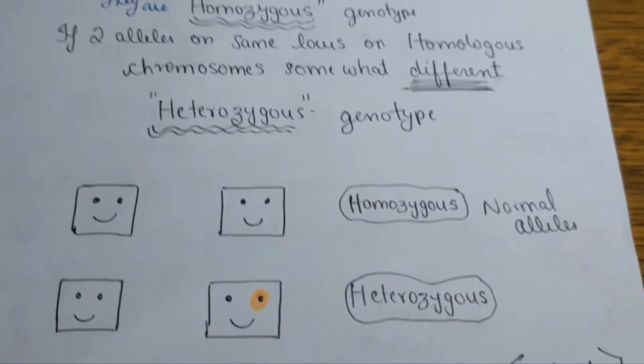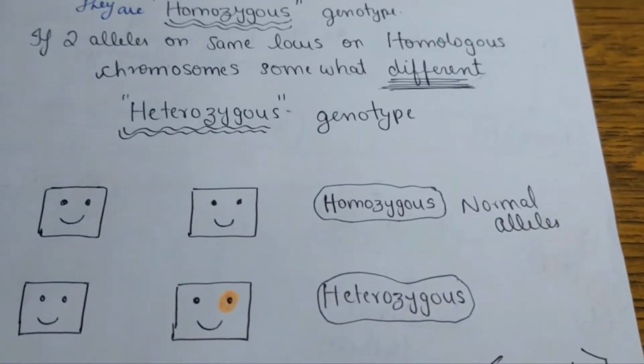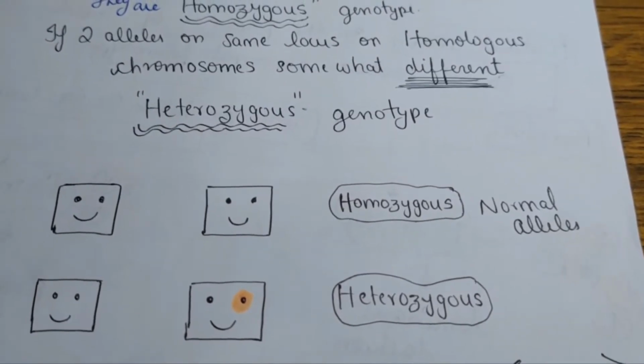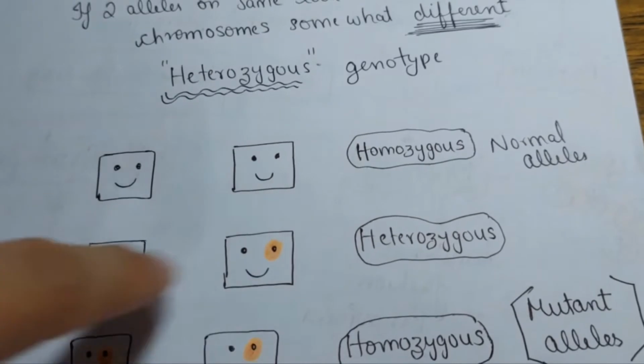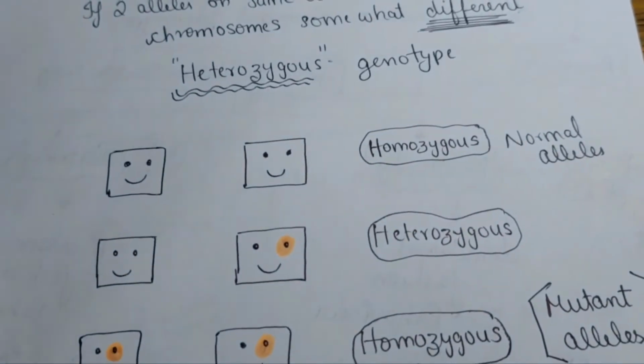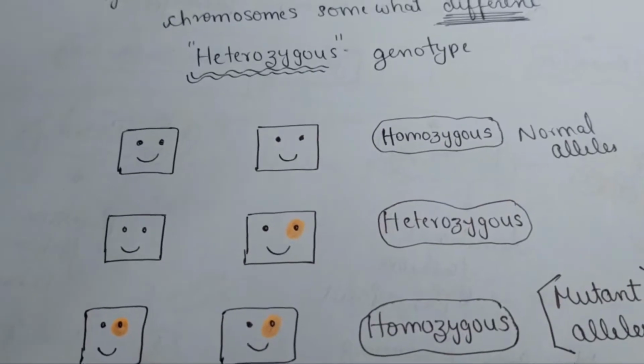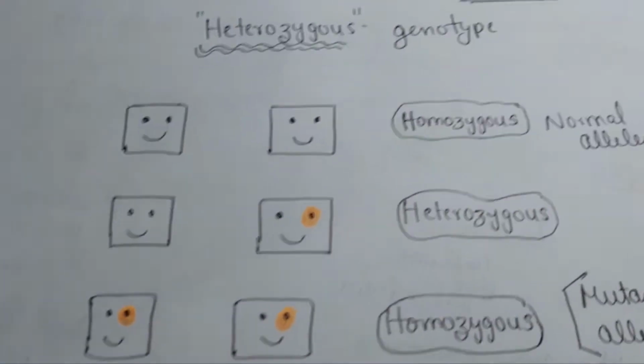Homozygous normal allele genotype. If two alleles on the same locus of homologous chromosomes are somewhat different, they are called a heterozygous genotype. So here they are almost the same except for one part, and they are on homologous chromosomes on the same locus, then they will be called a heterozygous genotype.